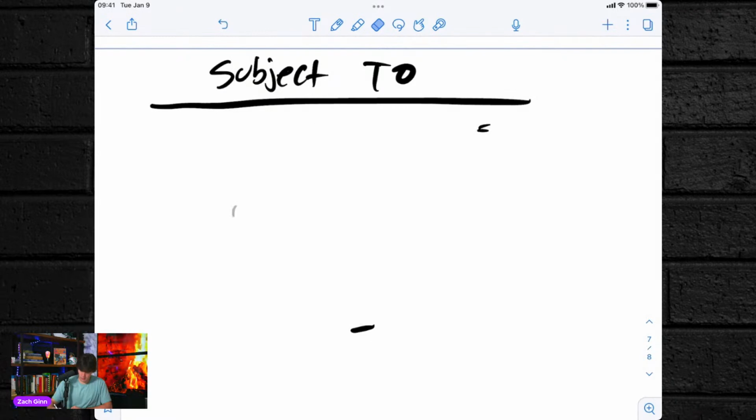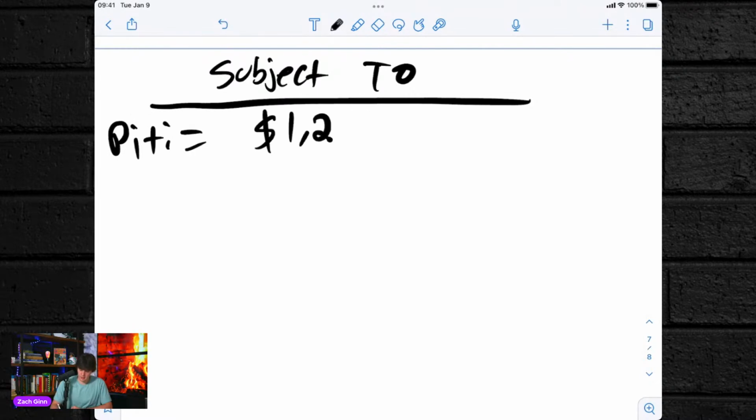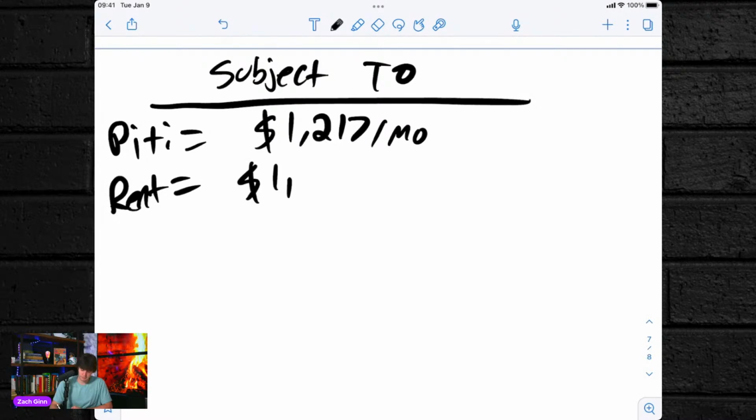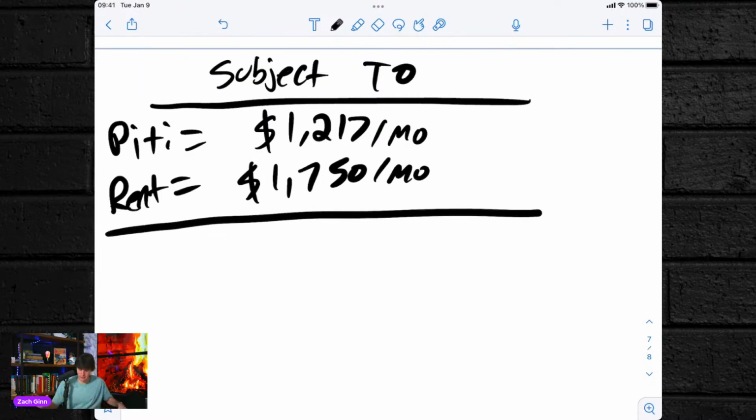All right. Where are we doing here? So if I know PITI is, let's say, $1,217 a month, I can rent this thing out to a renter for, let's say, $1,750. All right. $1,750 a month. Let's be very conservative here. Okay. Yeah. All right. So $1,750 a month.